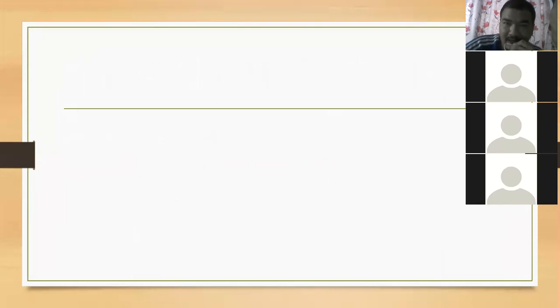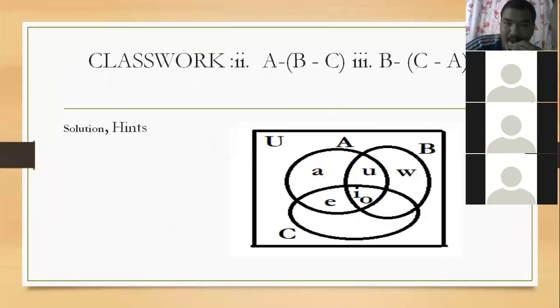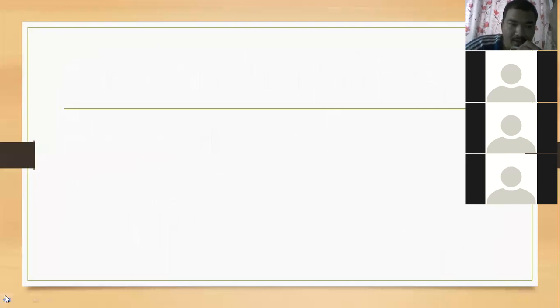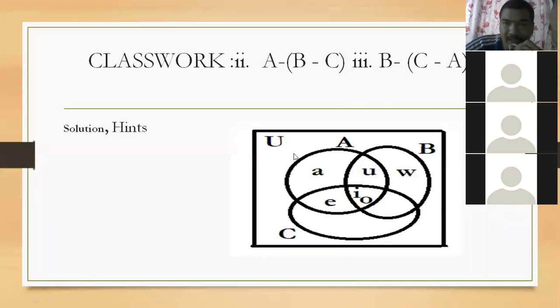Okay, then after this, look here, the classwork also you have to do the same way. The Venn diagram will be the same, but the answer of each different question will be different, and the shading part will be different. Whatever answer comes, that part should be shaded here. Okay, children?